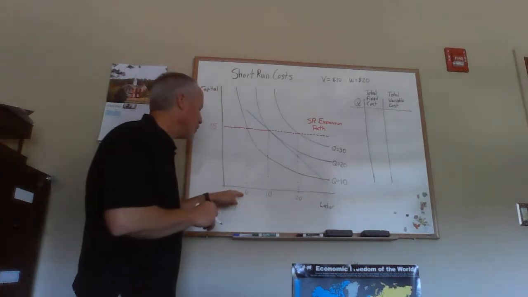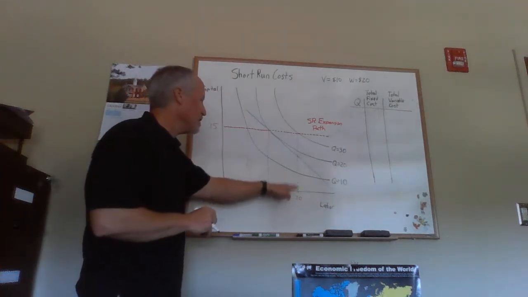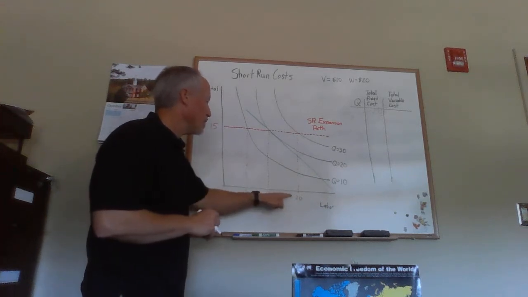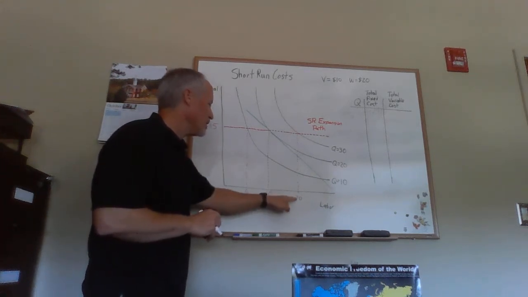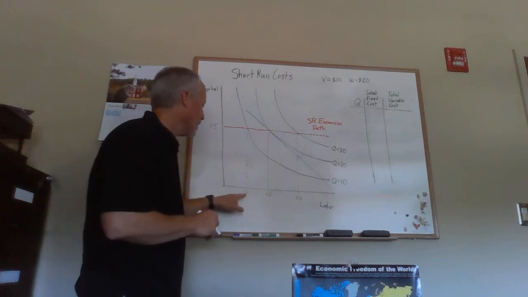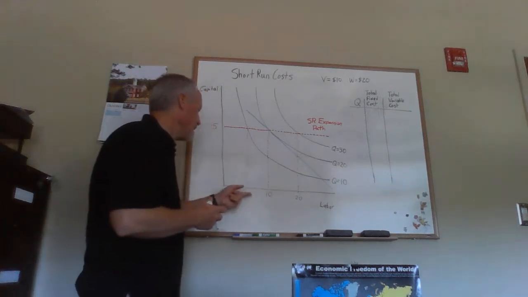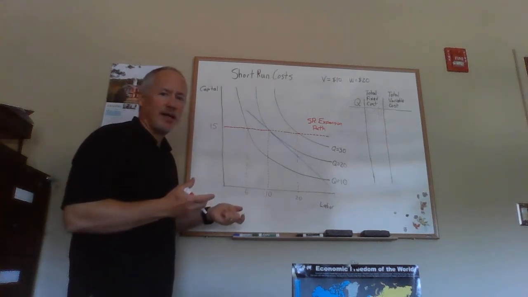quantities for the firm. And I've already pre-drawn these in, but for labor, if they wanted to increase output from 20 to 30, they'd have to increase labor from 10 to 20. And if they wanted to reduce output from 20 to 10, they could reduce labor from 10 to 6.